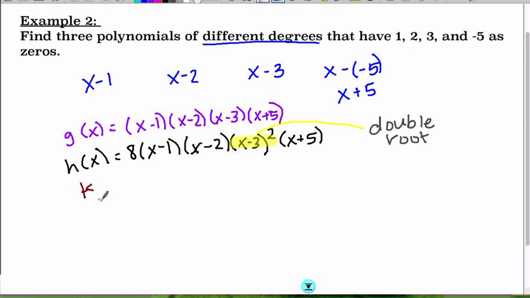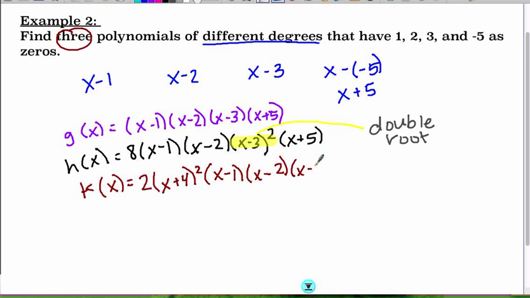So if we're looking at this, another polynomial function that I could write, again, there are infinitely many, but in this case I wanted to find 3 of them. So my third one could be 2 times x plus 4 squared. Notice that this isn't one of the roots that was given to me, but I could introduce new roots. It doesn't say that those are the only roots. I could have my x minus 1 next to it, x minus 2, x minus 3, x plus 5. I could get crazy and then add x squared plus x plus 1.